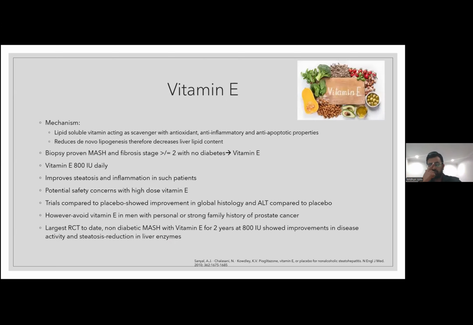The next treatment modality for MASH is vitamin E. So the mechanism really works on lipid soluble acting as a scavenger. So it works as an antioxidant, anti-inflammatory, and anti-apoptotic properties, and it reduces lipogenesis, therefore decreasing the liver lipid content. There are studies that basically prove that in biopsy-proven MASH as well as fibrosis of stage 2 or more with no diabetes, you can use vitamin E. And the dosage that you use is quite a high dose of 800 units daily, and it's shown to improve steatosis as well as inflammation in such patients.